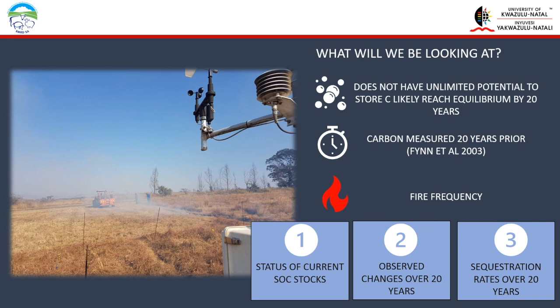Considering the storage and sequestration of carbon in grassland systems does not have unlimited potential and will likely reach equilibrium by 20 years, we then assume soils will demonstrate relatively stable carbon stocks with land use change, in this case fire frequency, accounting for possible variation between treatments. Here we establish the status of current organic carbon stocks and observe changes in these stocks over the observed 20 years. Sequestration rate can also illustrate the changes in these rates over time.